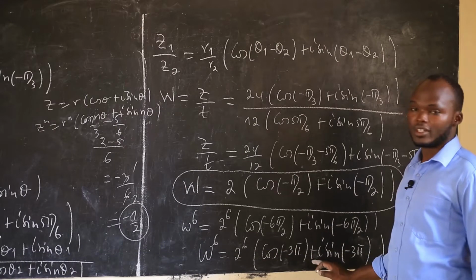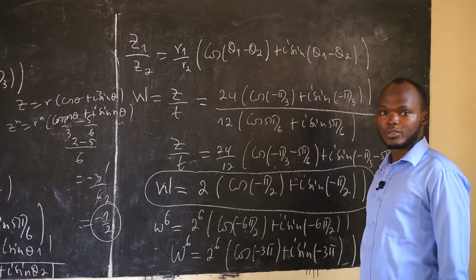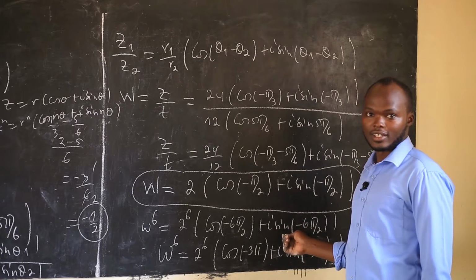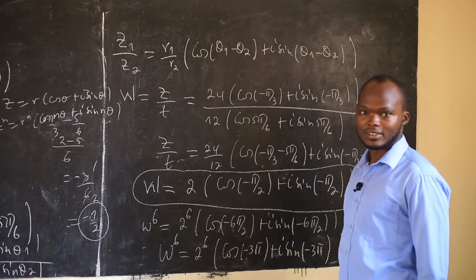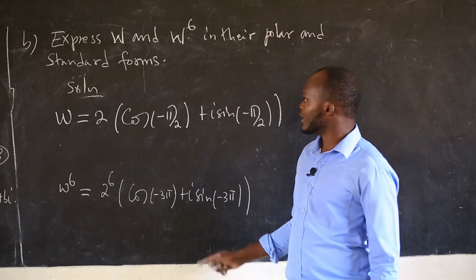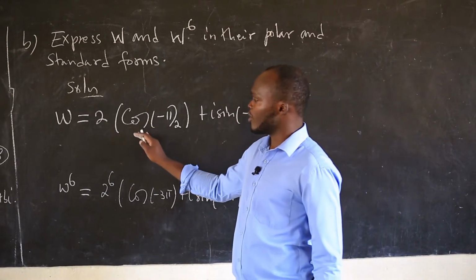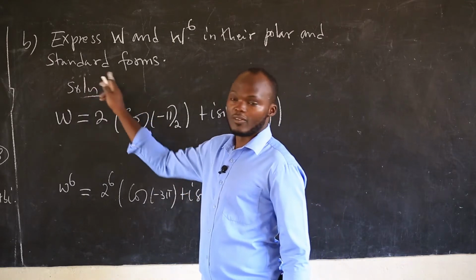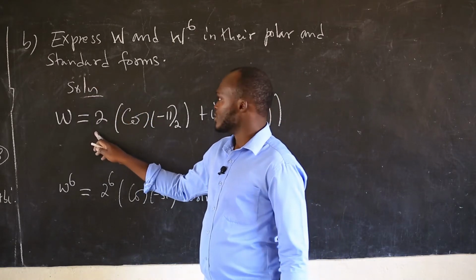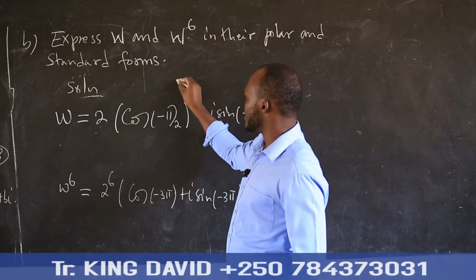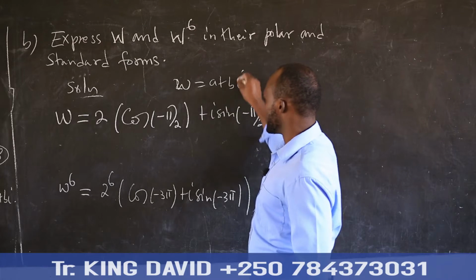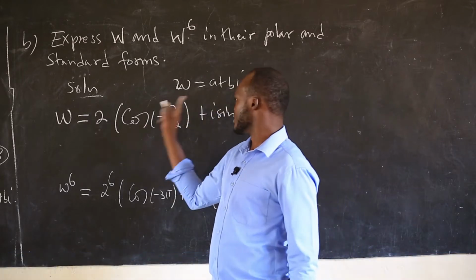Remember, we are still doing division questions about complex numbers, and we are still with teacher King David. Let's go to other numbers. So we have done the polar form of W. We are going to do the standard form of W. Remember, the standard form is Z or W equal to a plus bi.